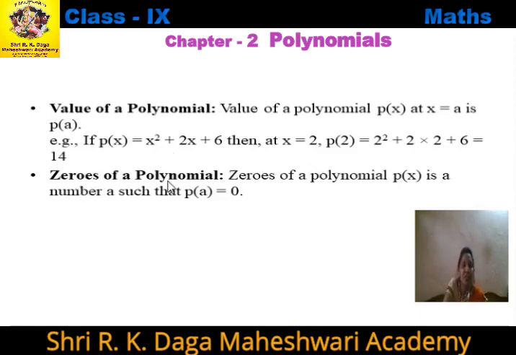Next is zeros of a polynomial. A zero of a polynomial p of x is a number a such that p of a equal to 0.